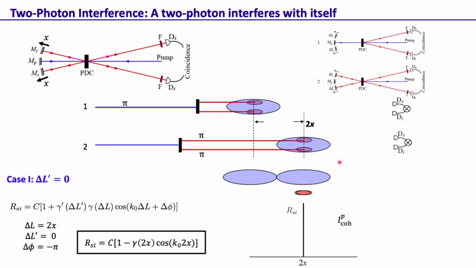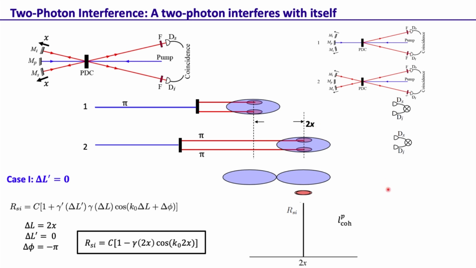Since in the two-photon case we have two separate coherence conditions, the first one is with respect to delta L, and that has to be in terms of the overlap of the bigger coherence packets, and then delta L prime has to be in terms of the overlap of the smaller coherence packets. Again, here delta L prime is 0, so we expect the smaller coherence packets will have perfect overlap, and since we are changing delta L only, we expect only the bigger wave packets' overlap to change.